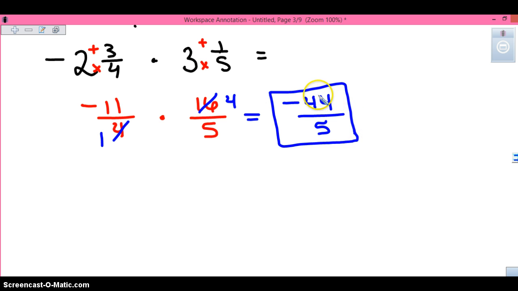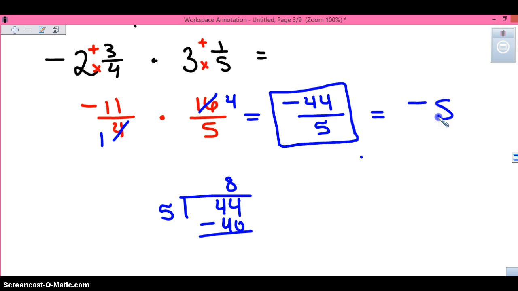If we need to change our answer to a mixed number, we have to divide negative 44 by 5. 5 goes into 44 8 times. So it would still be negative 8 and 4 over 5.